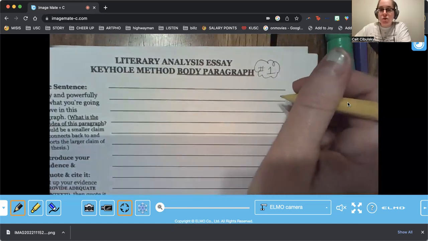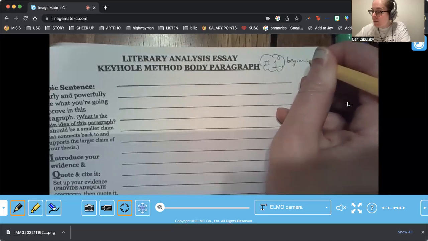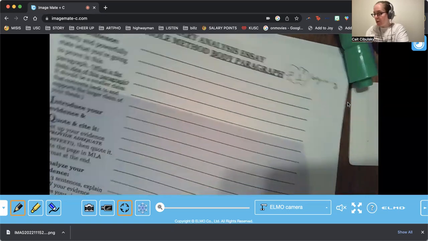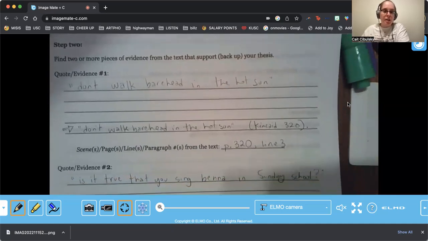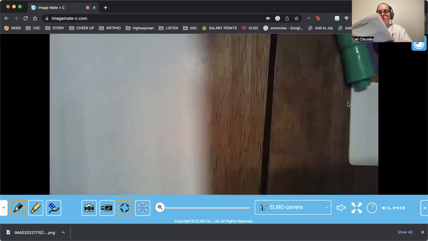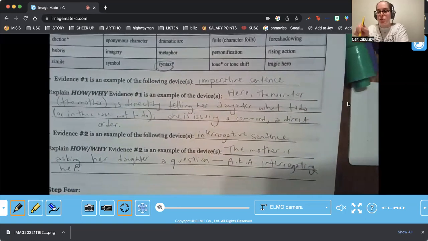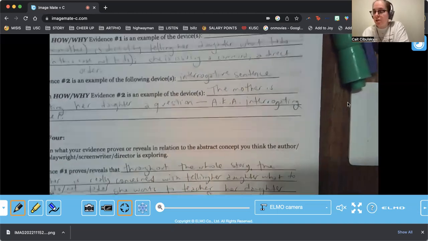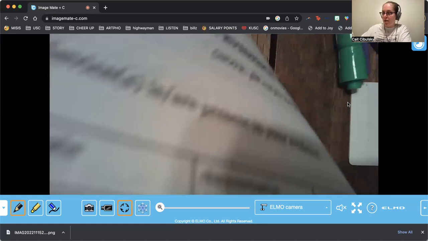And I chose to organize my body paragraphs chronologically. So this is going to be about the beginning of the story. Okay, so I'm just going to refresh myself. I'm going to look back at my evidence for this body paragraph. So I have "Don't walk barehead in the hot sun" and "Is it true that you sing Bennett in Sunday school?" And I said that I was talking about syntax for both of these. One of them is an imperative sentence, like a command, right? And the second one is an interrogative sentence, which is a question. And then I talked a little bit about what they reveal. This is going to come in handy as I write this paragraph.